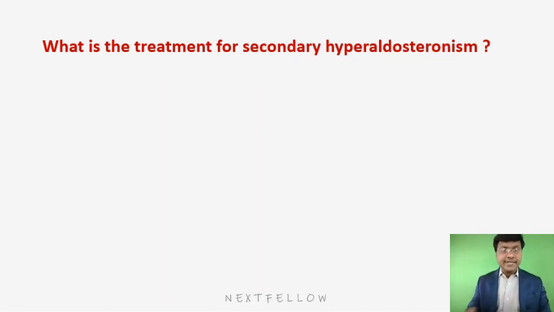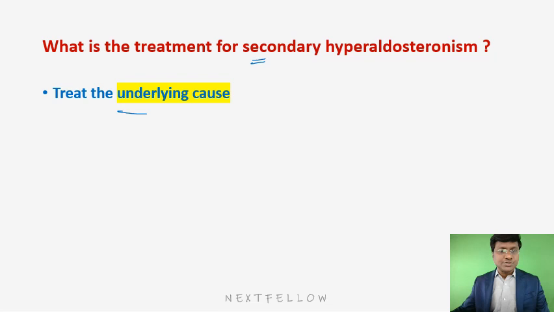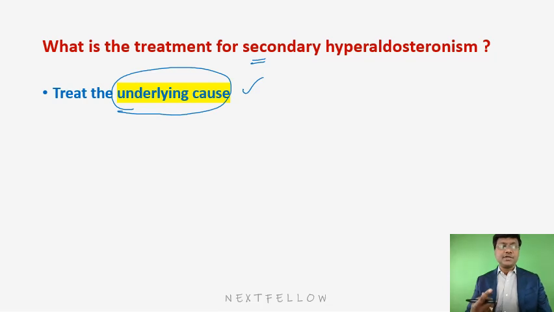Then lastly, what is the treatment for secondary hyperaldosteronism? You need to treat the underlying cause. Like if the cause is hypotension, or congestive heart failure, or cirrhosis of the liver, treat that underlying cause. That will automatically treat the secondary hyperaldosteronism.